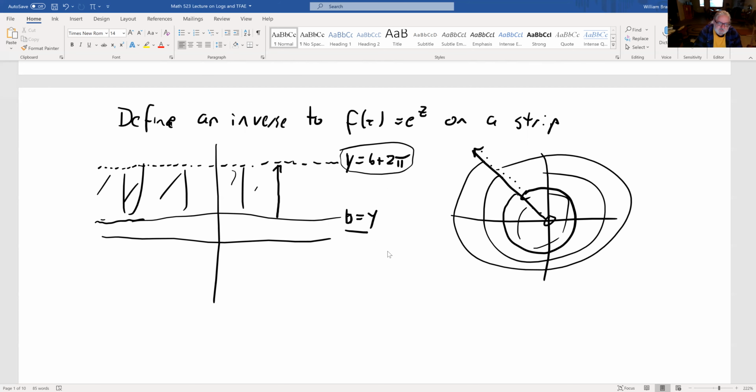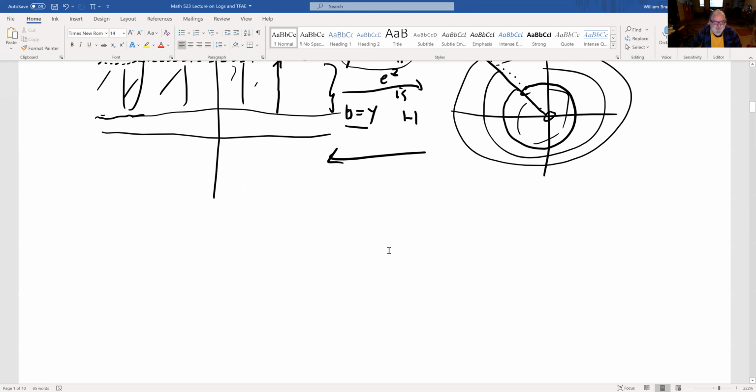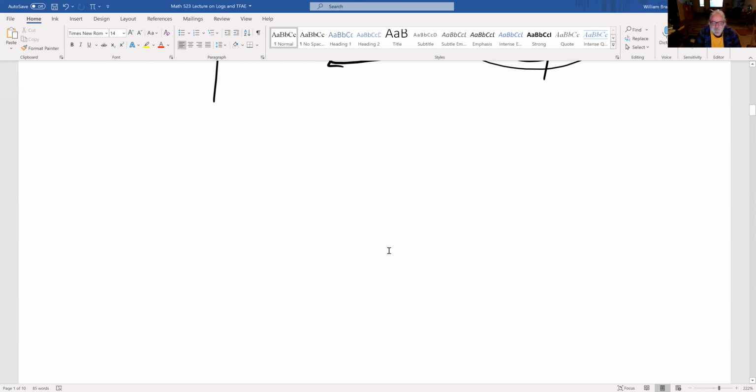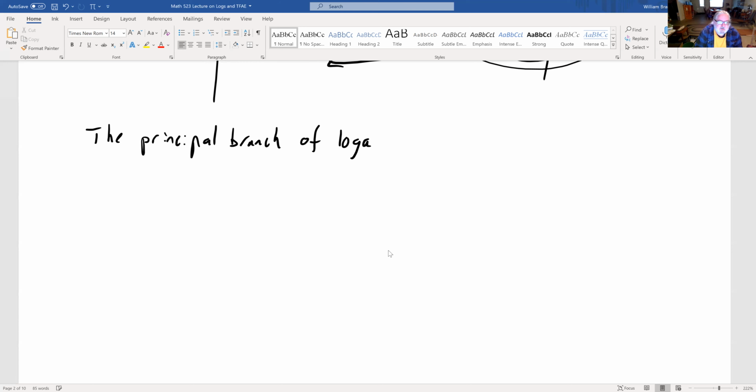And so now on this particular strip, e to the z is one-to-one, and so it has an inverse, right? And the inverse is the logarithm. So how do we go about defining the logarithm then? Well, if you remember defining inverses for sine and cosine, you know you have the same problem, right? You have infinitely many possibilities to choose from, and we make a choice somewhat arbitrarily.